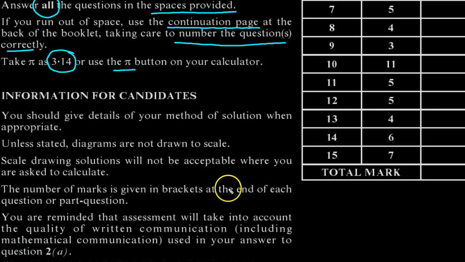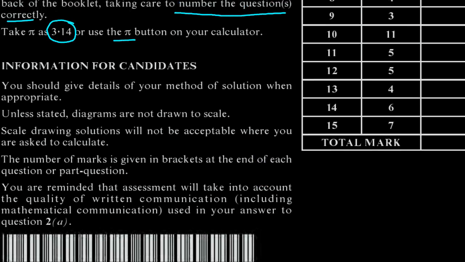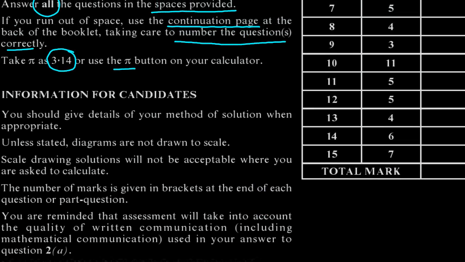The number of marks is given in brackets at the end of each question or part question. You are reminded that the assessment will take into account quality of written communication, and there's a question specifically on that, including mathematical communication used in your answer to question 2A. So it's just part A that relies on the written communication there, isn't it?